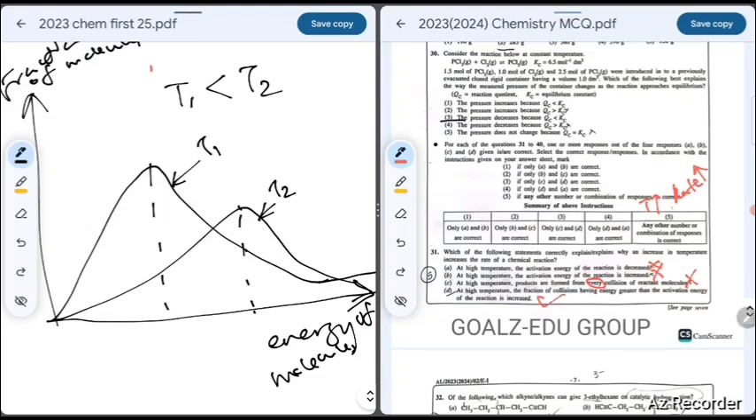So, at high temperature, the fraction of collisions having energy greater than the activation energy is increased because the energy is high. Therefore, the graph is shifted more towards the high energy side. So here only D is correct. Therefore, the answer is 5. Answer 5, and only D is correct. We'll move on to the 32nd question.